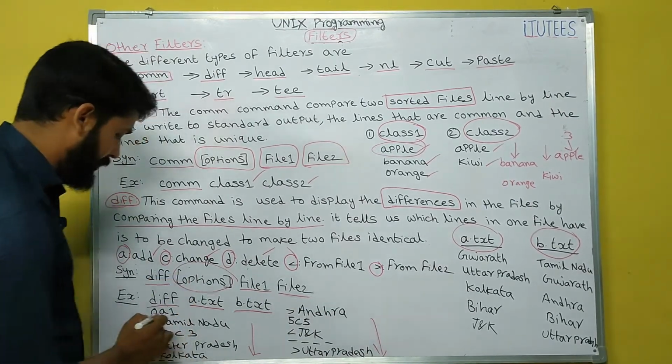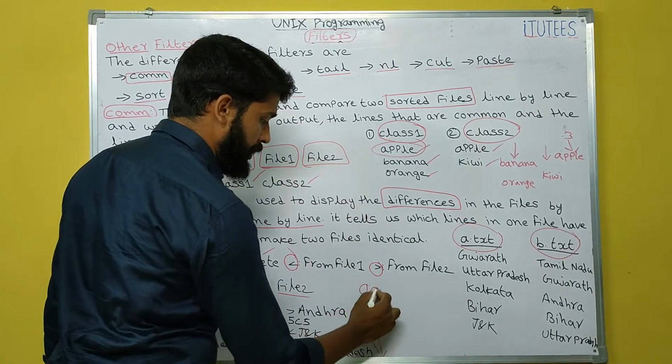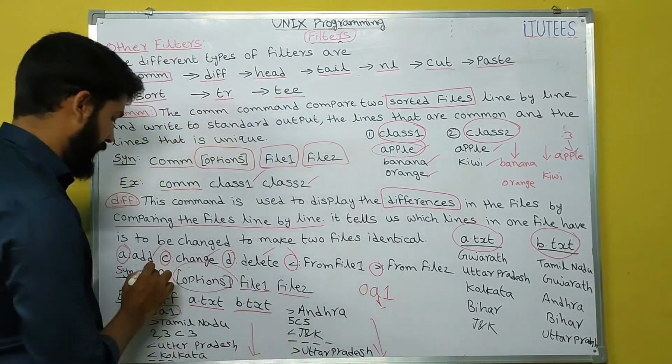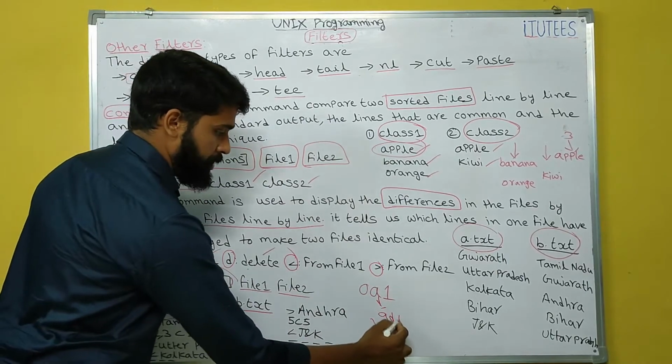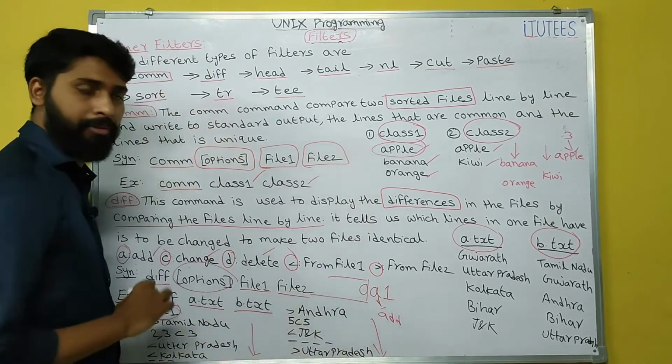Now diff a.txt b.txt displays some message. So what does it mean? What is the first line? 0a1. What is the meaning of a? Add. What is the meaning of 0? That means here these belong to file 1.